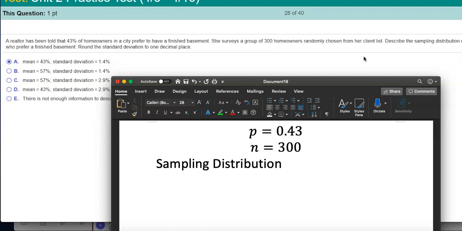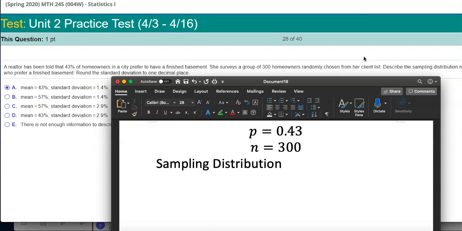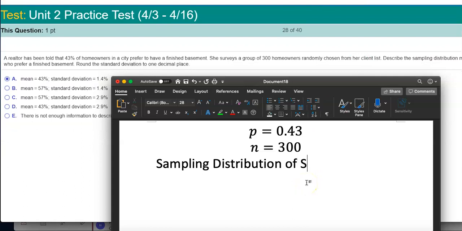Now listen, they did say describe the sampling distribution. What they mean by describe is they want you to give them the mean and the standard deviation. What's the center? What's the spread like of this distribution? And this is called the sampling distribution of sample proportions, right? This is proportions because they're not looking at sample average. We're talking about a proportion of people who prefer a finished basement.